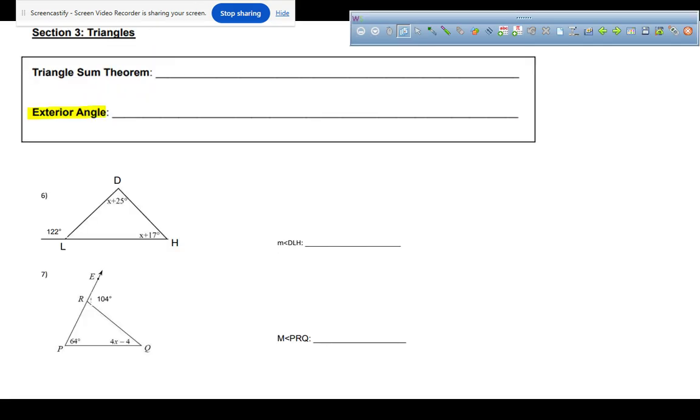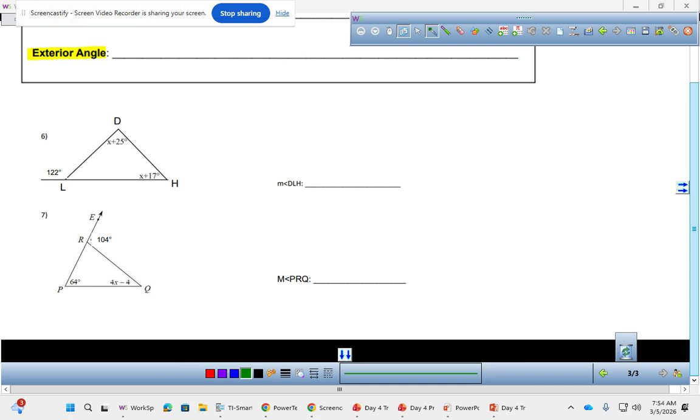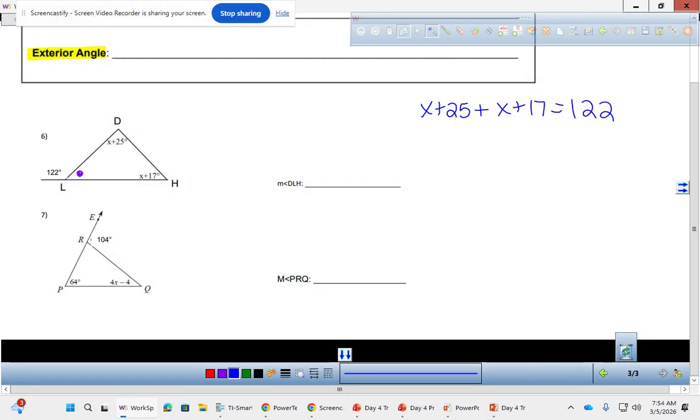I think there's some more examples in your toolkit. Now these ones just involve more algebra, but it's still the same concept. The key to this type of problem is this rule only works if you're not using this angle, right? The exterior angle is the outside angle. That's the 122. I can't use the one next to it, so I just have to use the other two. The inside angle 1 we'll call x plus 25, plus the inside angle 2 we'll call x plus 17, equals the outside angle, which is 122.